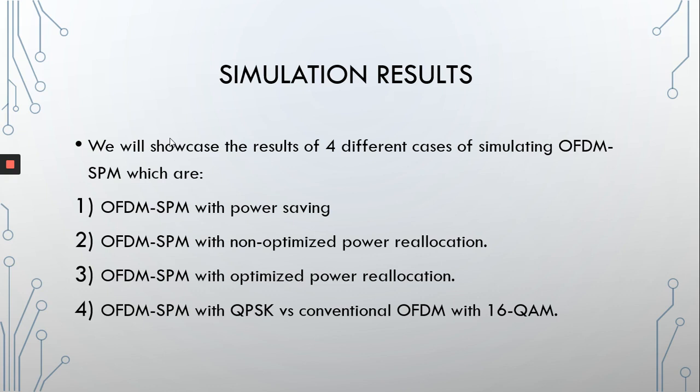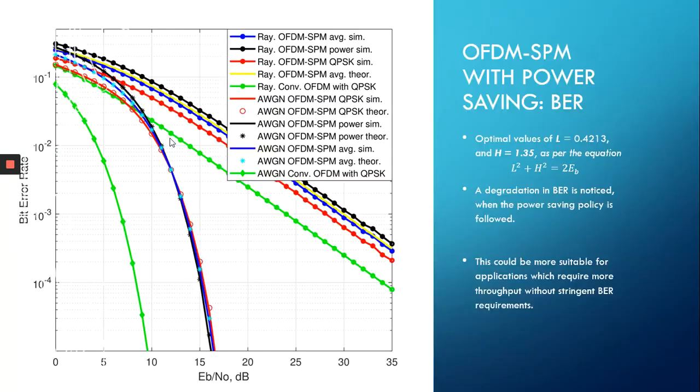And last but not least, we have OFDM-SPM with QPSK in comparison with conventional OFDM with 16 QAM. Since both of them achieved the exact same data rate, we said, well, why not compare them? Let's see how OFDM-SPM compares. And the results were quite striking, actually, in a good way.